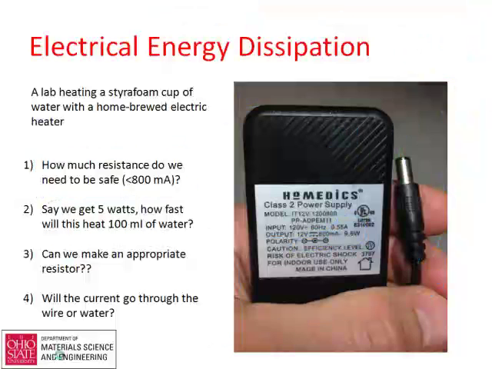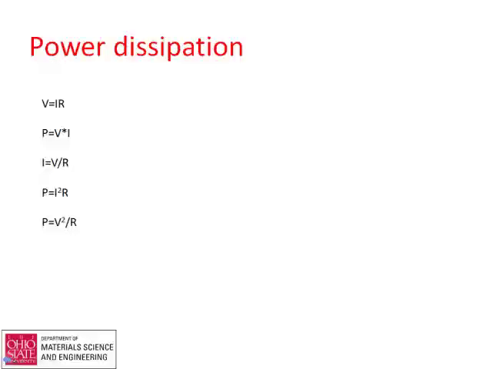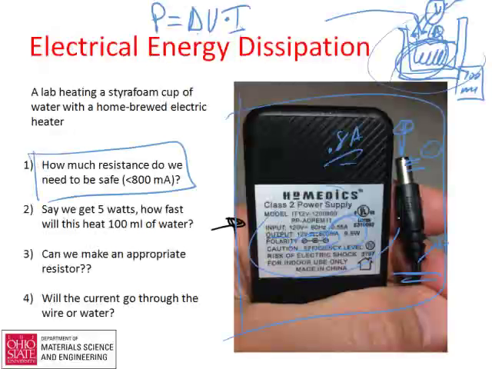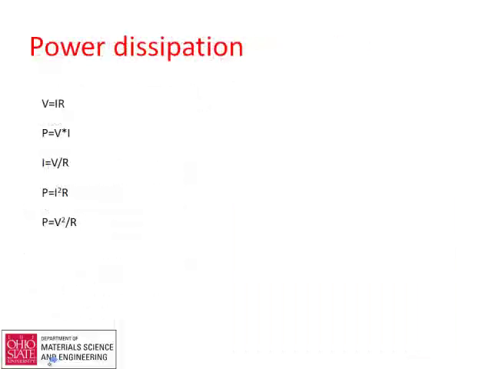Easy to find. They're all over the place, and they're also all different. This is a fairly low power one. If you get something like from a computer charger, those are usually 45 watts. This one is only 10 watts, and you can get them all over the place. So we can do power dissipation.